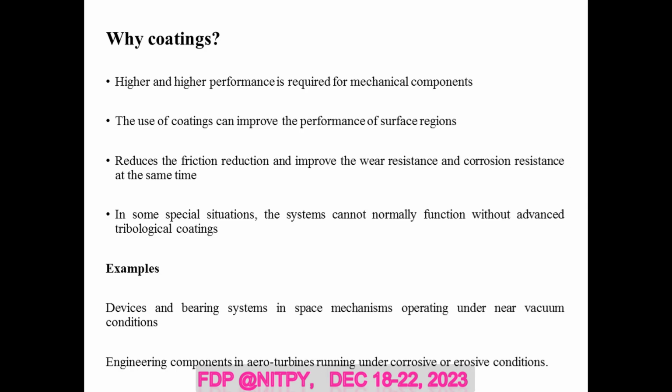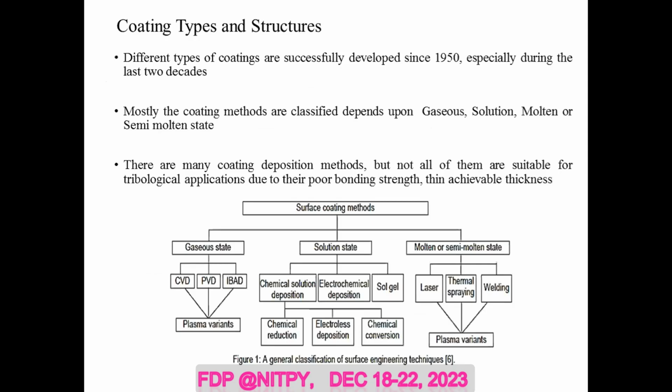Also, in some special atmospheres, we can take the devices and the bearing systems in space mechanisms operating under near vacuum conditions, as well as the engineering components in aero turbines running under corrosive or erosive conditions. These kinds of components definitely need some kind of coatings. Without coatings, you cannot provide good performance in these components. So definitely we need some coatings to improve the mechanical and the tribological properties.